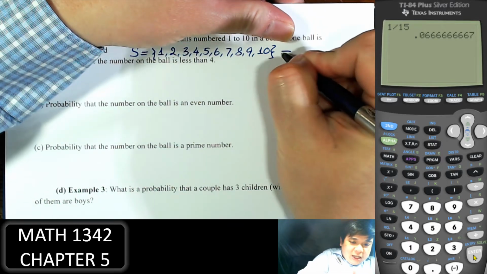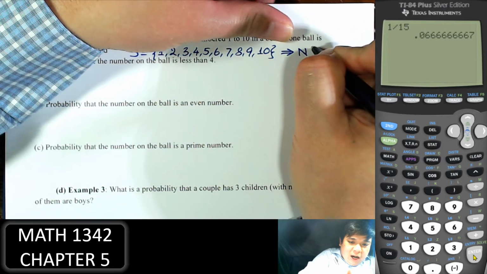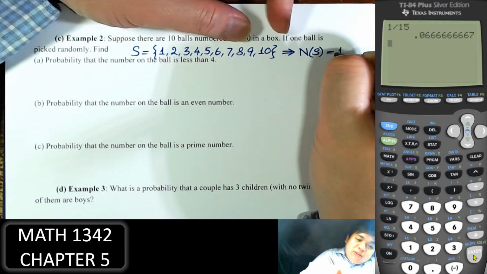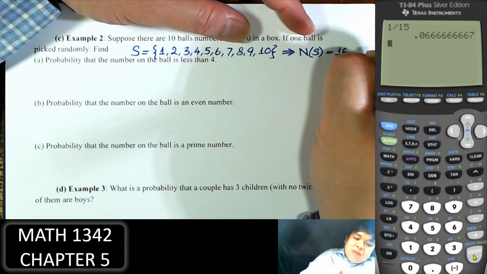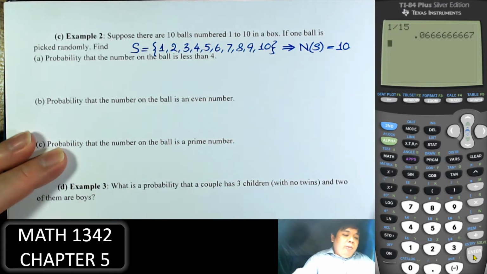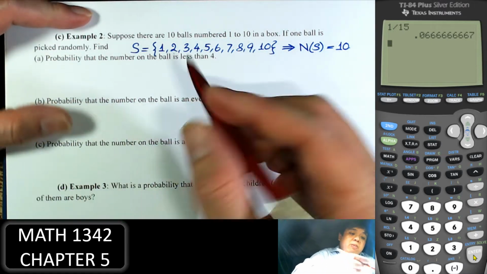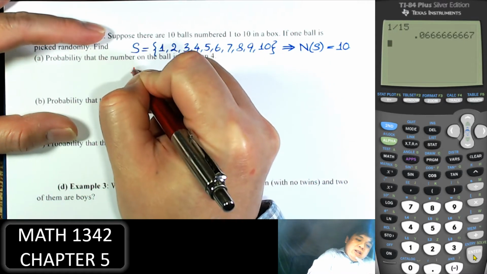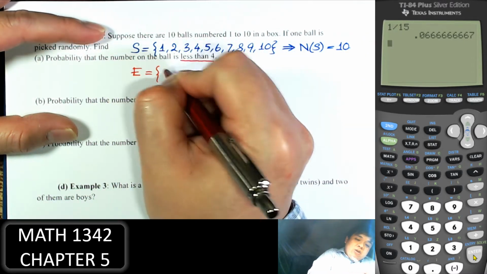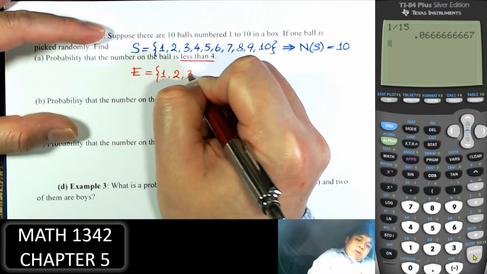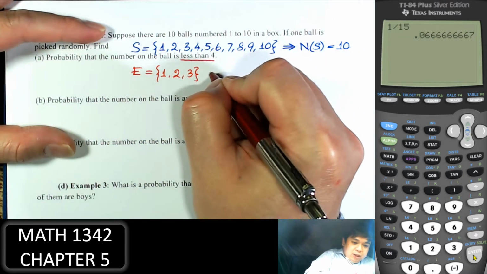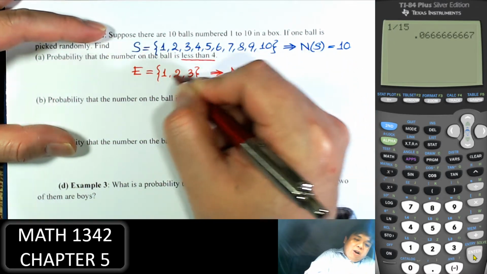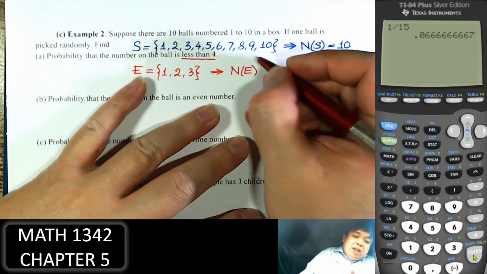And with that we can say the number of outcomes in the sample space, n of S, is equal to 10. There are 10 of them. Next, find the probability that the number on the bone is less than 4. So if we write out the event less than 4, it will be 1, 2, and 3. So we say the number of outcomes in the event E is 3.